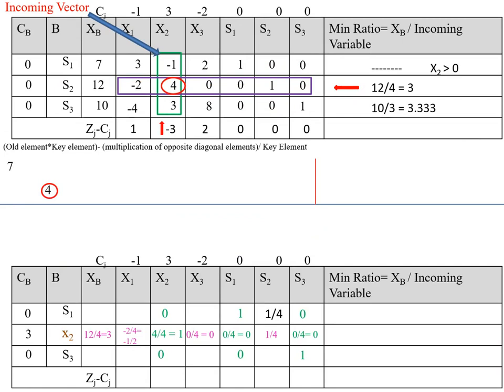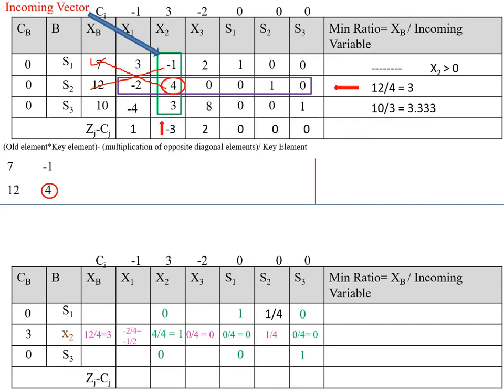So next we have to modify the remaining values. How are we modifying the remaining values? It should be the old element into the key element minus the multiplication of the opposite diagonal elements, divided by the key element. So first we take the element 7. So the old element is 7. After that we have to identify the key element. So 7 and the key element 4. Then we have to identify the opposite diagonal elements, that is minus 1 and 12. So enter the minus 1 and 12.